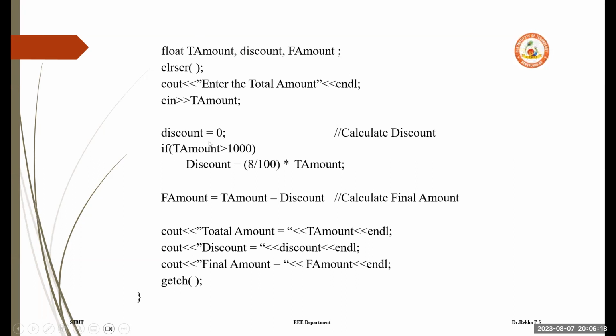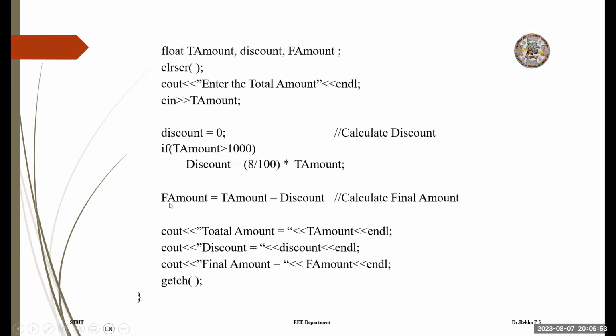If total amount is greater than 1,000, see the condition here. I'm using simple if statement just to achieve this condition true. If the total amount is greater than 1,000, that is, if this condition is true, only then it will execute the next statement. Otherwise, it will go to this statement. So if the total amount, whatever the user has entered, is greater than 1,000, then 8 by 100 into total amount will be stored in discount variable.